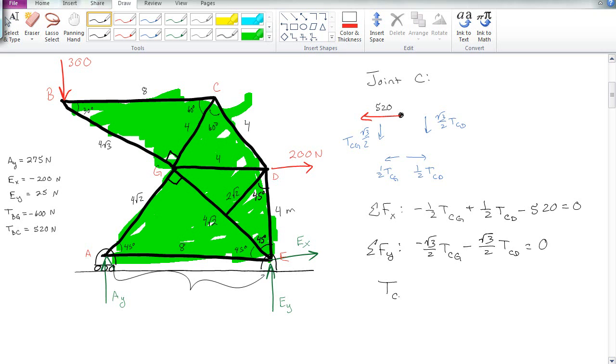And if I do the math, I get that TCG is equal to about negative 520 again, which makes sense. And then I get that TCD is equal to 520. There we go. So I've got these two.